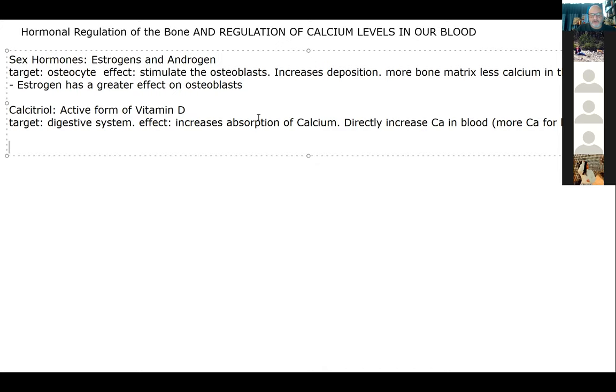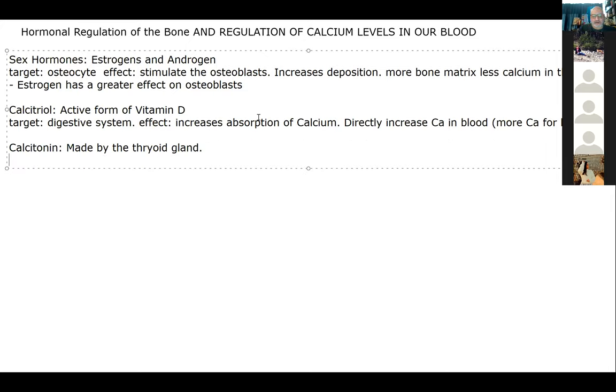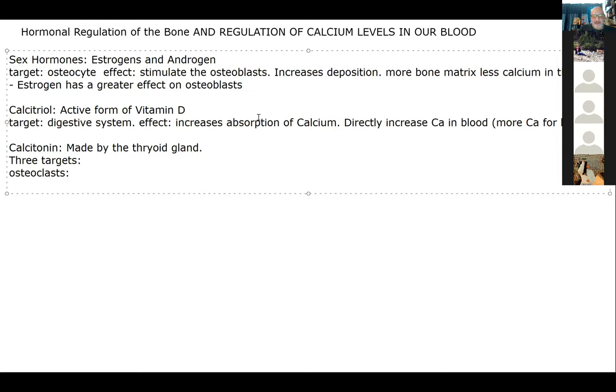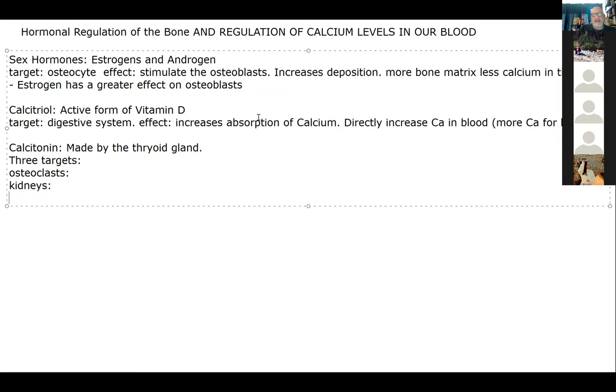The first hormone is called calcitonin. Calcitonin is made by the thyroid gland. And it has three targets. The first target is the osteoclasts. The second target is the kidneys. And the third target is actually calcitriol production.